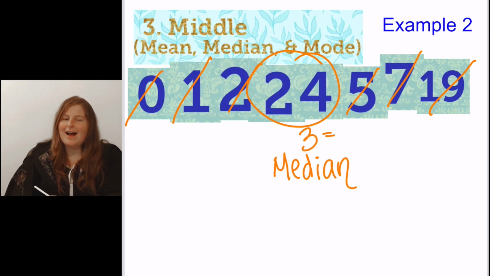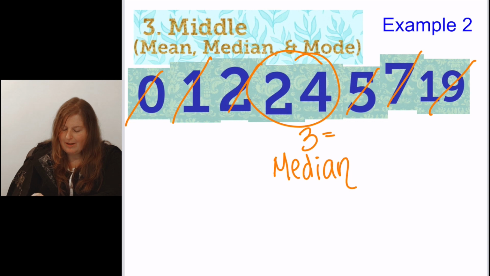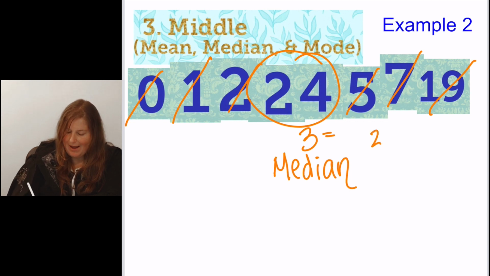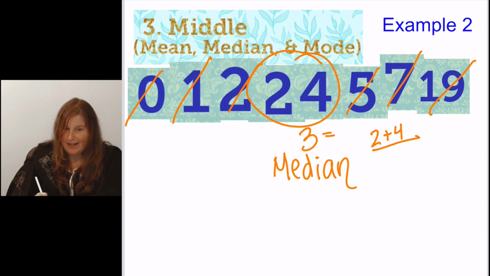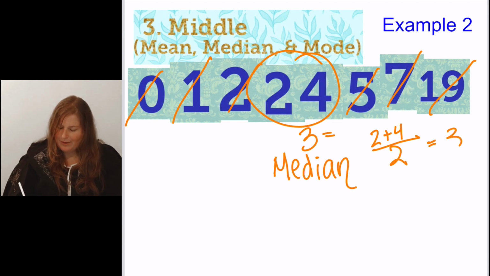But let's look at exactly how we would compute that, just in case it's not as easy as 2 and 4. If I have two numbers in the middle, I have to find the average by adding both of them together. So 2 plus 4 is 6, dividing it by how many numbers there are, which is always going to be 2 if you're finding a number in the middle of two numbers. So I would get 3.